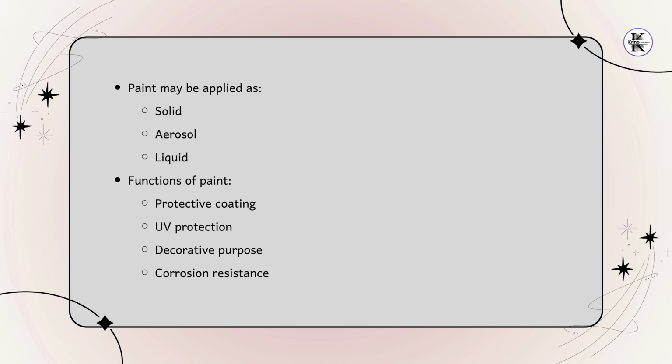Now, let's look at how it can exist in different forms. Paint can be applied in three forms: solid, aerosol, and liquid. Now, coming to its functions, it acts as a protective coating, provides UV protection, enhances decorative appearance, and prevents corrosion. So, clearly, paint is not just aesthetic, it has multiple functional roles. Now, to understand how paint behaves as evidence, we must first understand its composition.